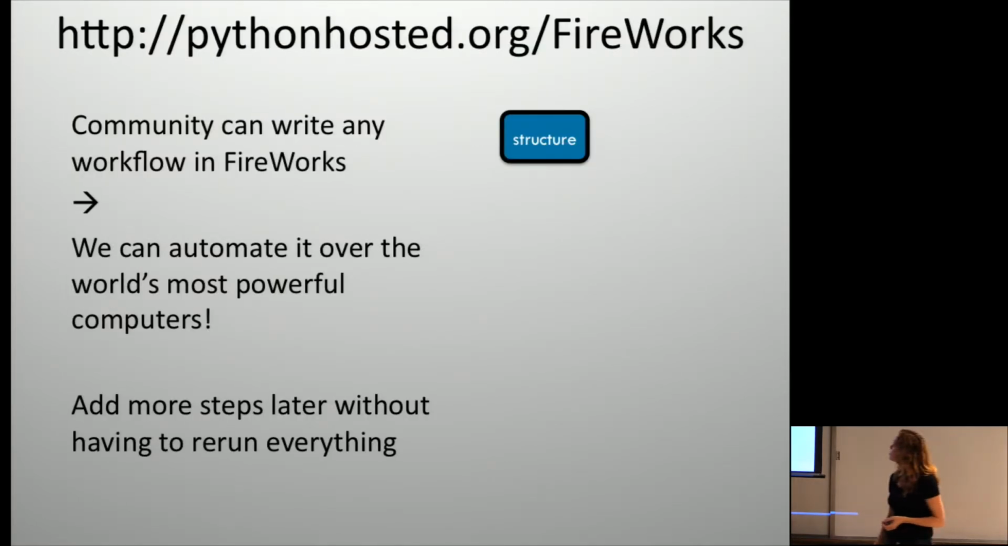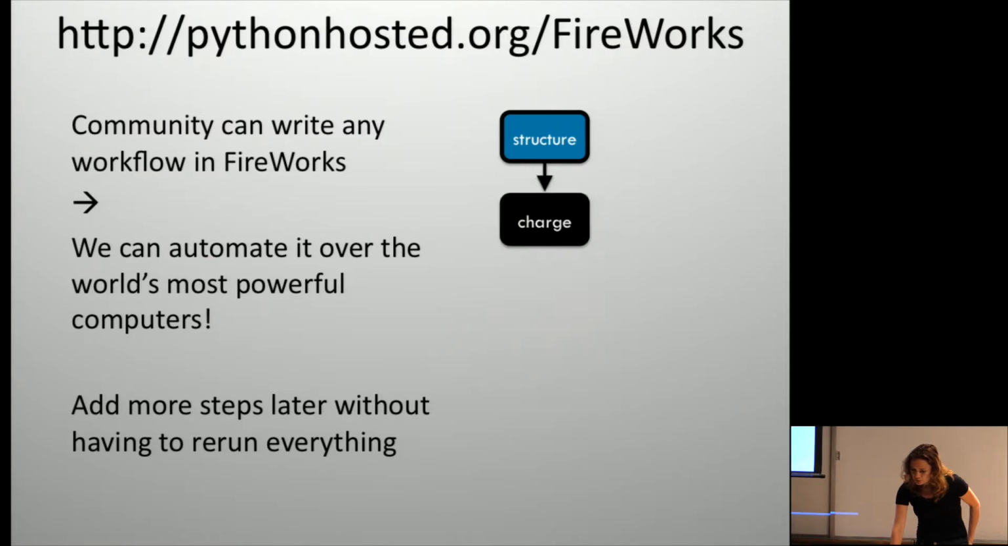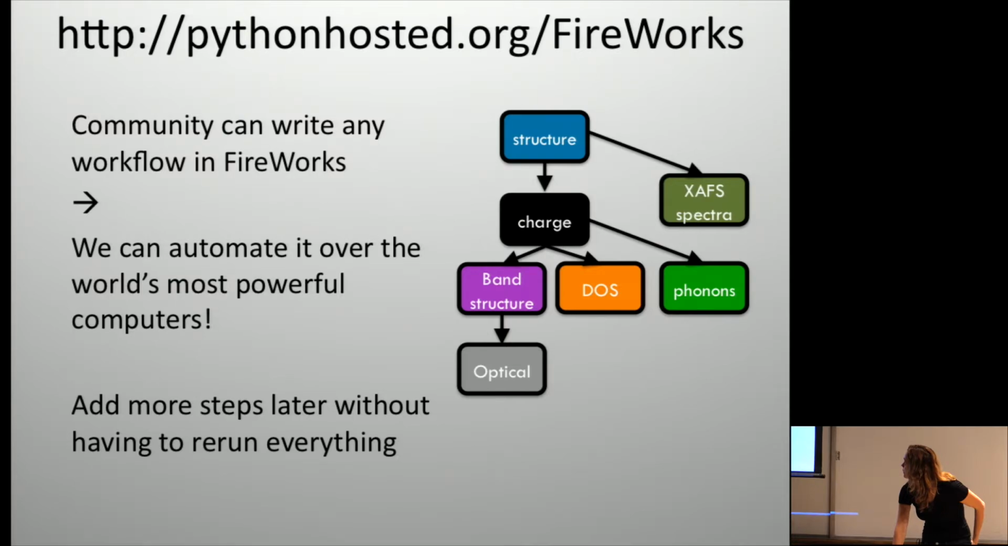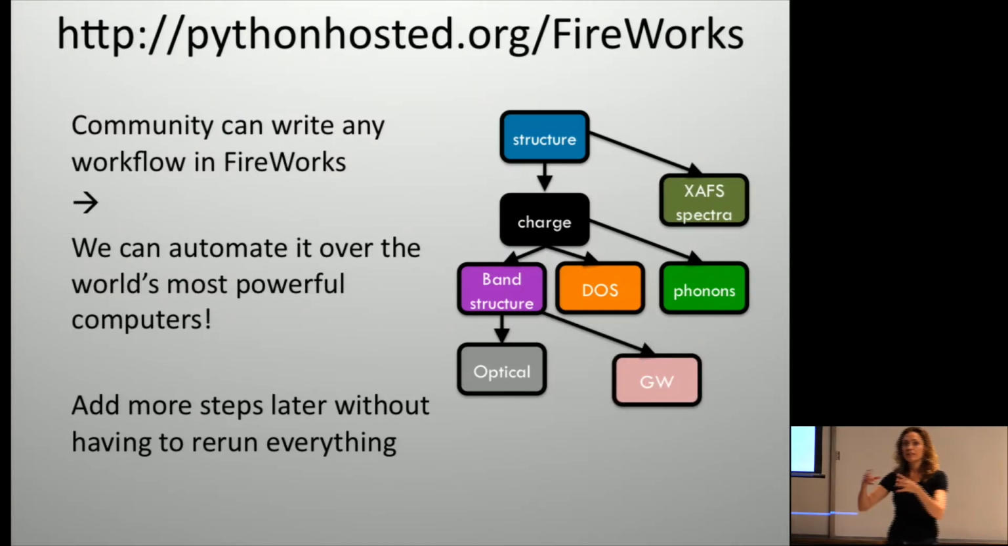It's hosted on GitHub, so if you want to check it out, feel free. We have a few people in the community. This was released last year, so it hasn't been available that long, but the different tasks that we do are structure and charge and DOS, density of the electrons, the band structure, optical properties, phonons, spectra, and more advanced calculations. And basically the idea is that you modularize as much as possible.